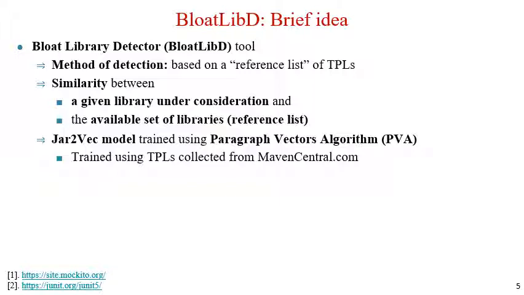Now it detects the similarity between a given library under consideration and the available set of libraries by detecting text similarity. What form of text similarity does it detect? That we are going to shortly talk about. But how does it detect that text similarity? We train jar2vec models using the paragraph vectors algorithm, which has been proved to efficiently detect text similarity. And we train these models using a large collection of third-party libraries collected from mavencentral.com.